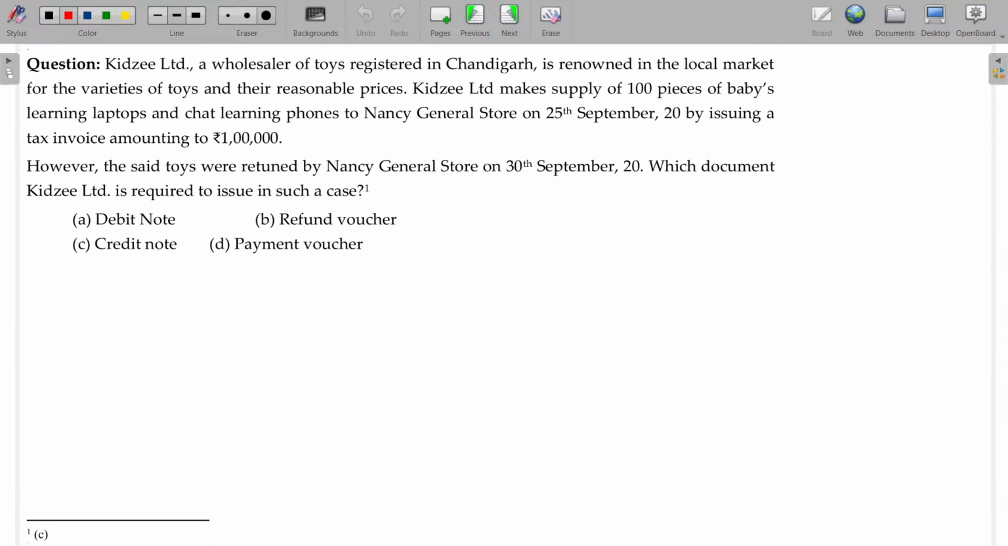And this one. Kitsy Limited, a wholesaler of toys registered in Chandigarh, is renowned in the local market for various toys and their reasonable prices. Kitsy Limited makes supply of 100 pieces of babies' learning laptops and chat learning phones to Nancy General Stores on 25th September by issuing a tax invoice amounting to rupees 1 lakh. So the value being 1 lakh.